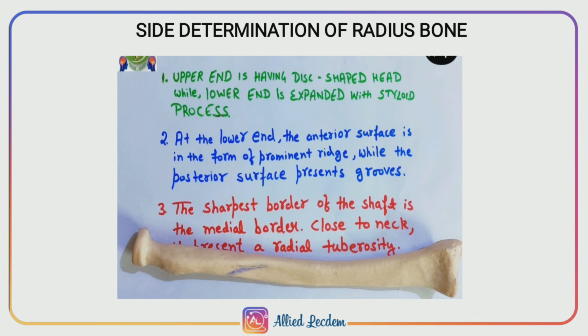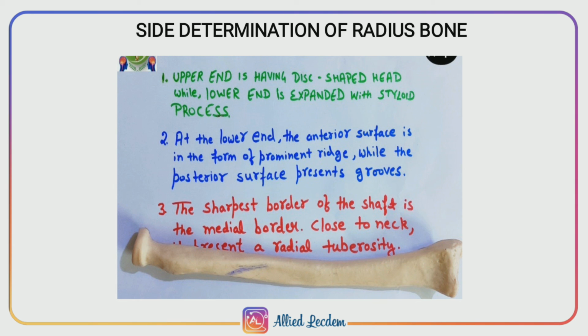Next is side determination of the radius. To determine the side of the radius, whether it is right or left, the following points should be noted. The upper end has a disc-like head, whereas the lower end is expanded. The medial border is sharpest and presents the radial tuberosity. The medial border should carry the radial tuberosity at the upper end, and the posterior surface at the lower end presents a tubercle called the tubercle of Lister.